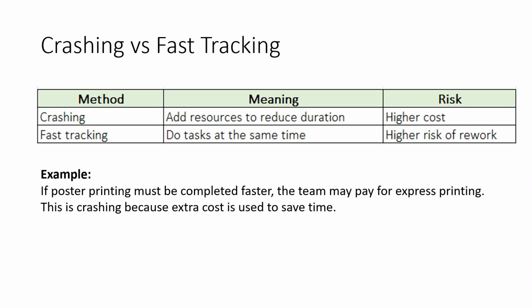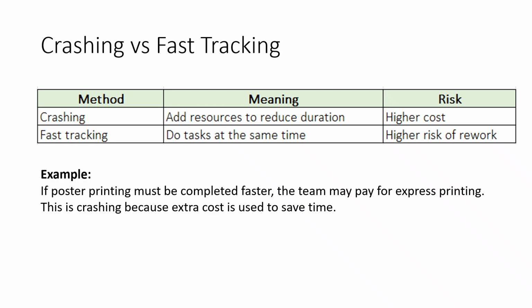This slide compares crashing and fast tracking. Crashing uses extra resources to save time. For example, if poster printing must be completed faster, the team may pay for express printing. This is crashing because extra cost is used to reduce time.